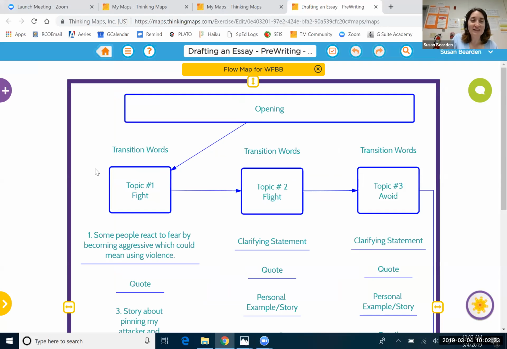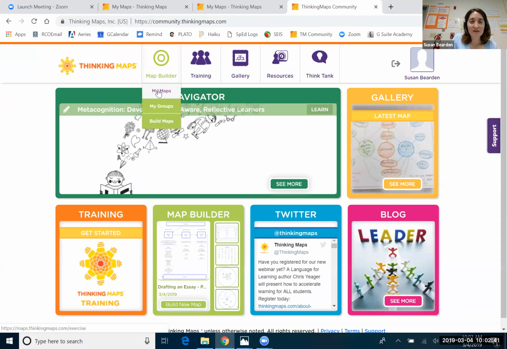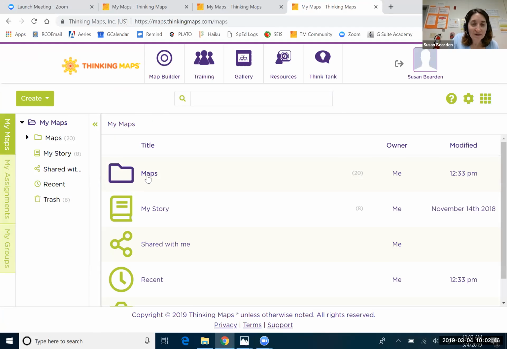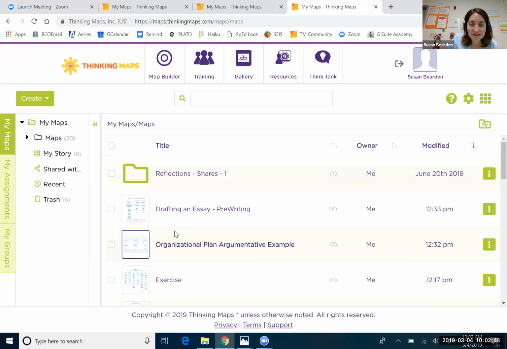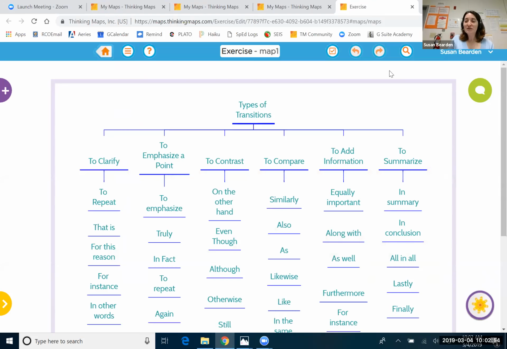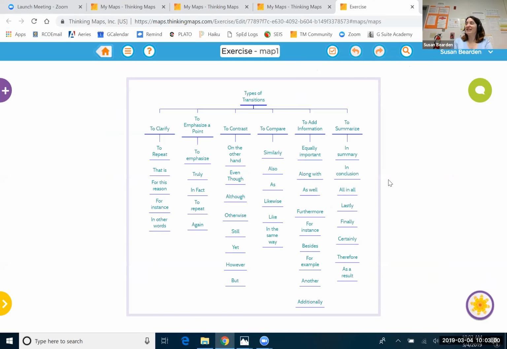This is one I created today, so let me pop back over here. Let's see, here we go, maps, my maps. Sorry guys, I had it up, but then I used something else. Okay, so here we go. I didn't label it yet. Okay. So these are types of transitions. Let me make it small so you can see all of it. Excellent. There we go. So types of transitions.